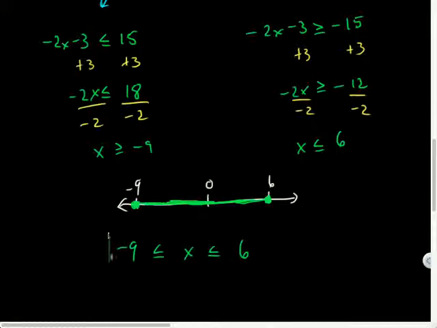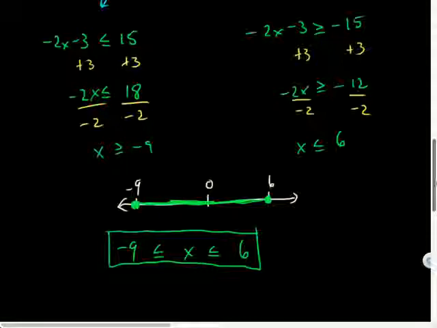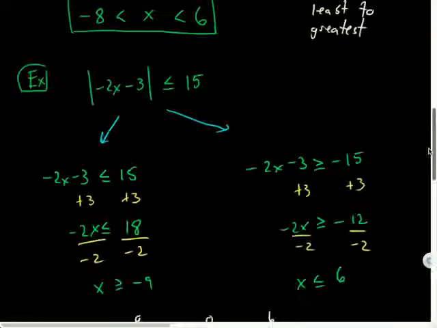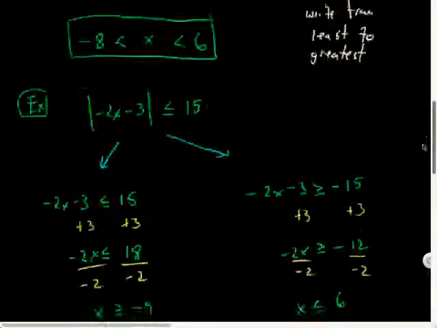If I read this out loud, I would say negative 9 is less than or equal to x, which is accurate, right? This point is less than or equal to all of my solutions. And my solutions are less than or equal to 6. So negative 9 is less than or equal to x, which is less than or equal to 6. So that once again is an and problem.